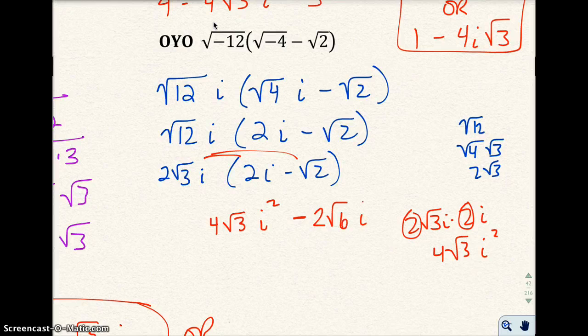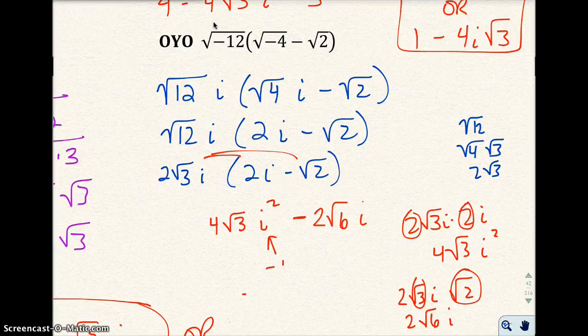And how did I get that? I took 2 square root 3 i times square root 2, and I rearrange that. I get 2, and I can multiply these two together because they're both in the radicals. So I get square root 6, and then i. And i squared is the same thing as negative 1. So I now have negative 4 square root 3 minus 2 square root 6 i. Okay, so that's the correct answer.